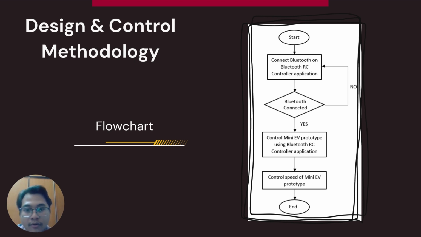Okay, next part is the design and control methodology. First is the flow chart. We start, and then connect Bluetooth on the Bluetooth RC controller application. If the Bluetooth cannot be connected, try again until it is connected, and then proceed to control the mini EV prototype using the Bluetooth RC controller, and then control the speed of the mini EV prototype, and then end.